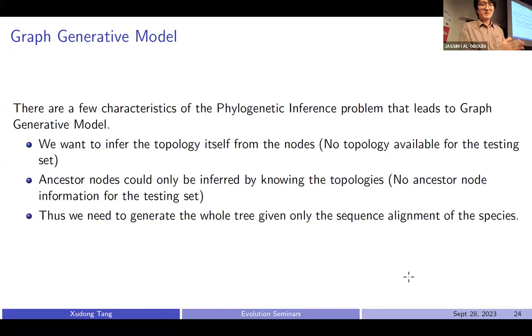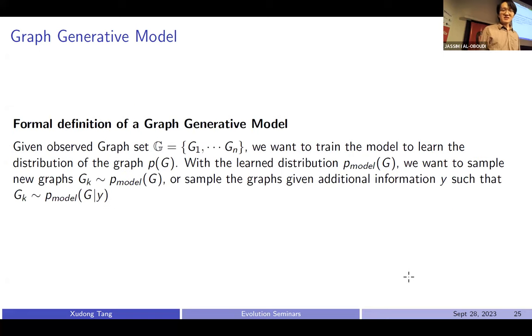So the problem really becomes: we want the whole tree given only the sequence alignment for the species. What we're saying is, let's say there are 10 nodes in the tree, we're only given 4 of them, and we want the whole tree. This is really a lot to ask, but this is what we have.